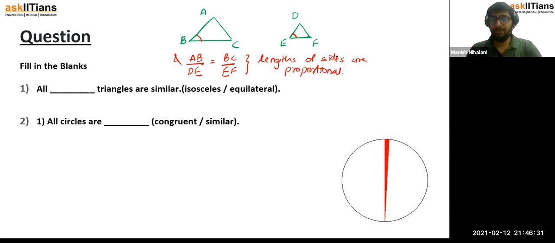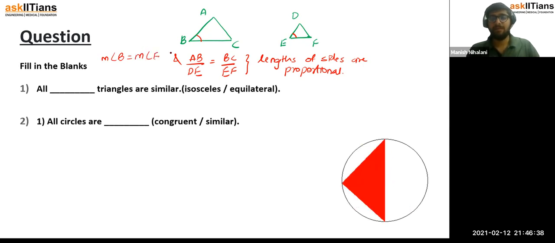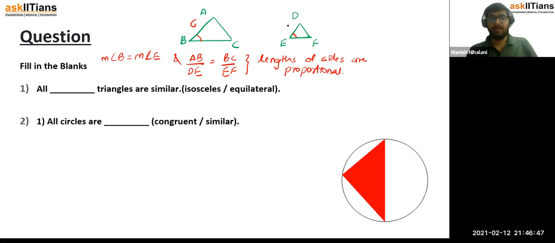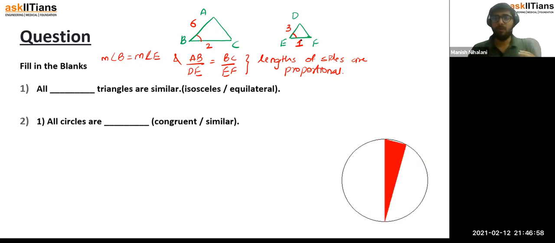So angles should be equal, that is, measure of angle B should be equal to measure of angle E. But the sides need not be equal. The sides should be in the same proportion, right? Do you understand the meaning? If this is 6 and this is 3, then this should be 2 and this should be 1, because 6 by 3 is equal to 2 upon 1. So sides should be in the same proportion. Okay? Now let's try to solve this question.